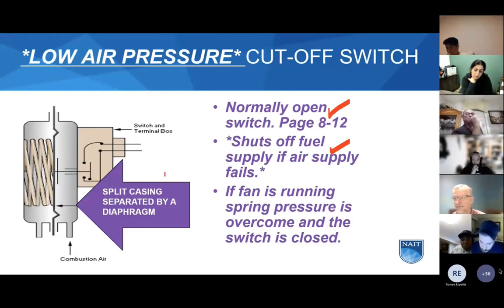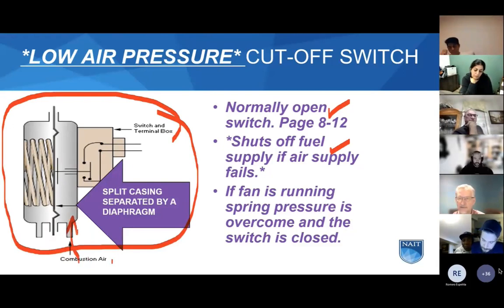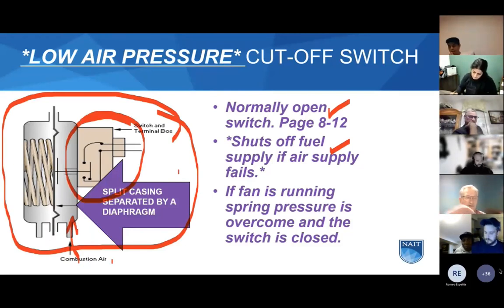But if we have forced draft fans supplying combustion air, we need to have a part of the control system that senses that airflow. So if the fan is running and supplying air, it will hold contacts in this kind of a switch closed to allow a chain of interlocks to complete a circuit and allow the system to run.